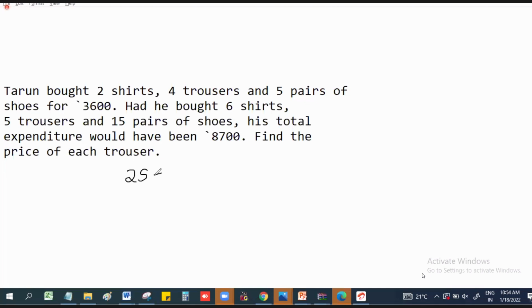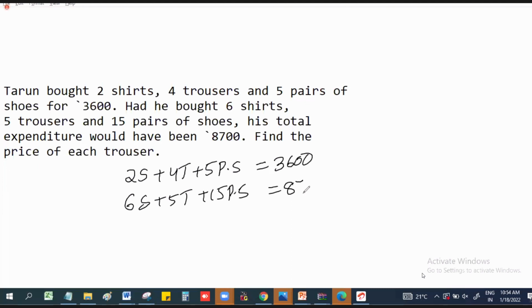So 2 shirts plus 4 trousers and 5 pairs of shoes cost me 3,600 rupees. What is my second equation? 6 shirts and 5 trousers and 15 pairs of shoes cost me 8,700 rupees. Find the cost of each trouser, which means you want T. If you want T, you are supposed to eliminate what? Pairs of shoes and shirts.